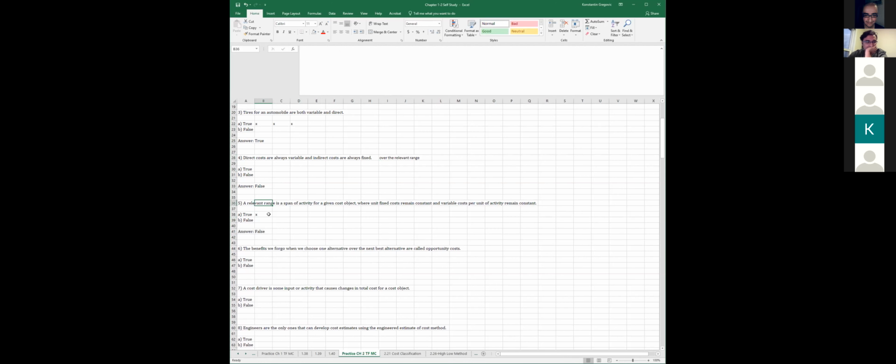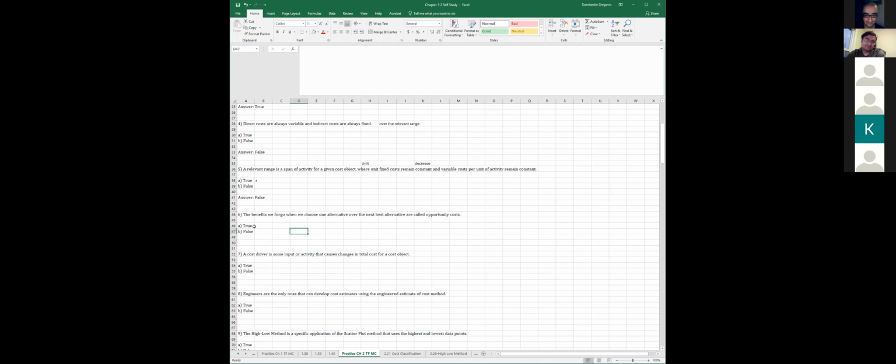False. Relevant range for a given cost object, where unit fixed costs remain constant, and variable costs per unit remain constant. Well, variable costs per unit remain constant. Fixed costs do not remain constant. Well, it's within a relevant range, right? Even over the relevant range, as you increase your activity, your fixed costs change per unit. Well, here it's only the unit variable cost. Oh, yes, you're right. Yeah, that's where I got confused too. We missed the unit here. Yeah, it was in that graph.